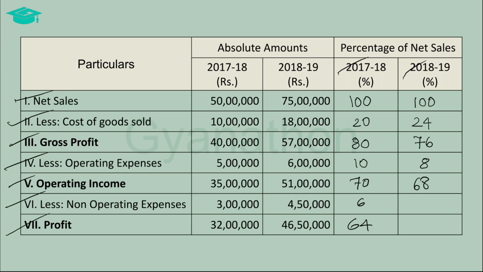The percentage of non-operating expenses against the net sales is 4.5 lakhs divided by 75 lakhs multiplied by 100, that is 6%. This means that for the year 2018-19, the non-operating expenses remained at a constant 6% of sales, as was the case in the year 2017-18. The percentage of the resultant profit is 46.5 lakhs divided by 75 lakhs multiplied by 100, which is 62%.